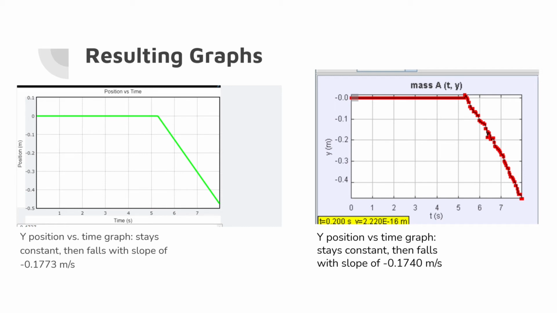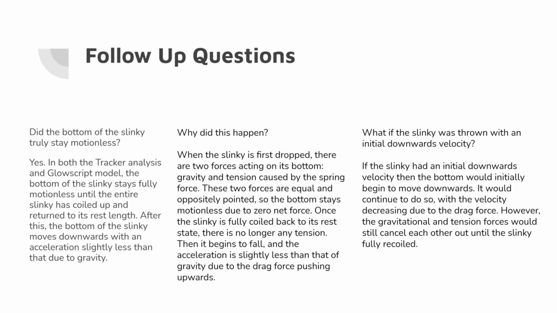Any errors can probably be attributed to human error, such as my not perfectly positioning the center of mass of the slinky, or a slight difference in the actual value of the drag constant and the modeled value of the drag constant. To fully understand the lab, let's ask some follow-up questions.